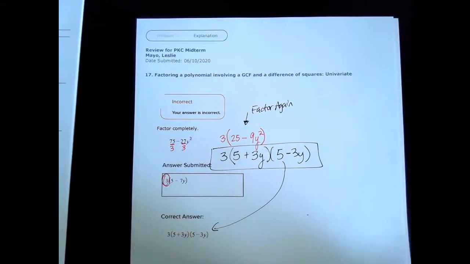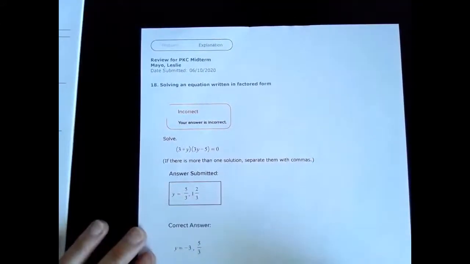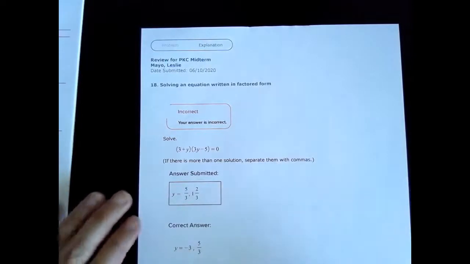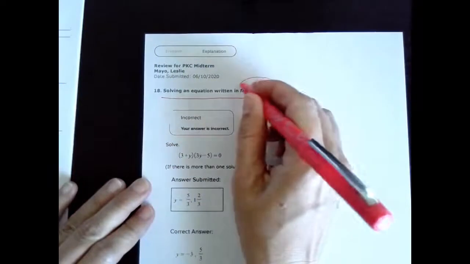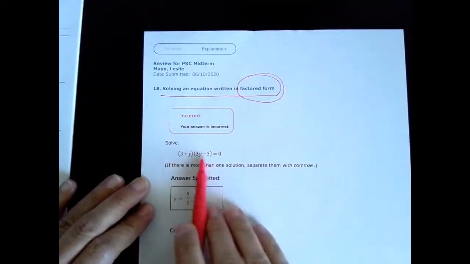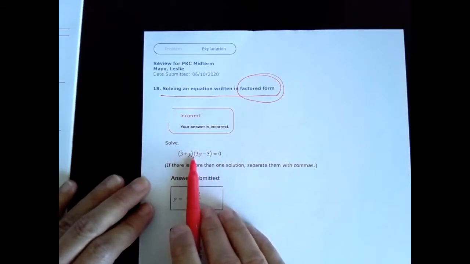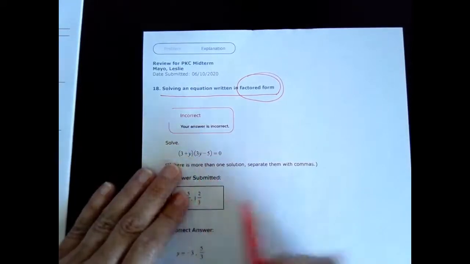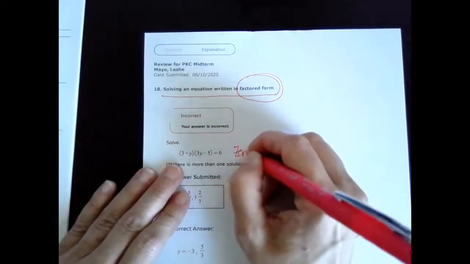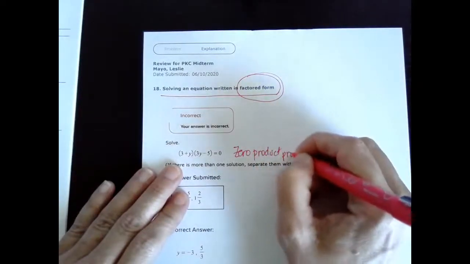Okay, now let's look at the next one I wanted to go over, which is problem number 18. It's another factoring type problem, although this one says solve an equation that's already in factored form. So that's telling me it's already been factored? Yeah, it has, because I have two parentheses being multiplied together. That's what factor means. Factor means things that are multiplied together. Okay? So the only thing I have to do for this one is use the zero product property.